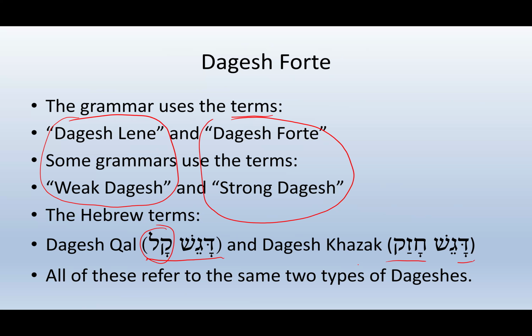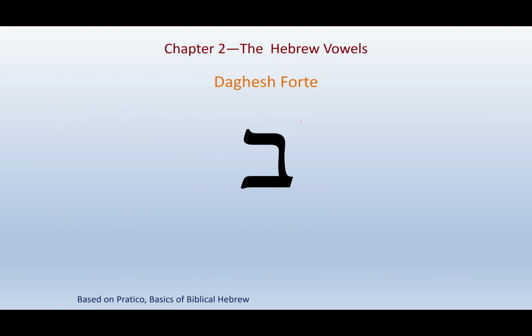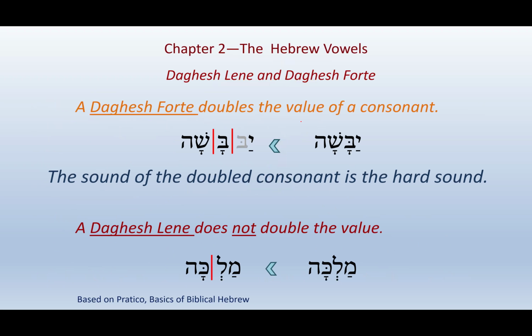There's only two. We have the light dagesh, which is what we've learned so far, that it changes the sound of the letter. The dagesh forte actually doubles the letter. So the dagesh forte, we have the dagesh in the middle of the bet, and that actually makes like two. So when we look at yabasha, it's like two bets here, two B's as it were. So we have yab, and then ba, and then sha, yabasha. The sound of the double consonant is the hard sound.